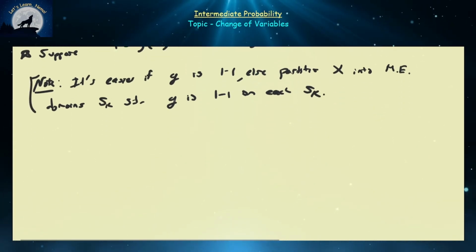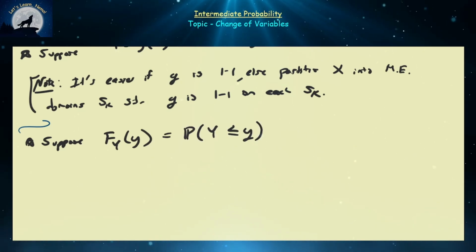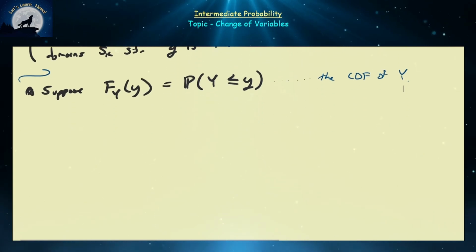So let's assume that our function is monotonic on a particular domain, and then we can derive the change of variables formula on that. All right. So of course, let's suppose that F_Y of y, that's the cumulative distribution function for y, is the probability that Y is less than or equal to y. Right? In case you don't remember, this is the CDF of random variable Y, commonly defined as the integral from minus infinity to y of f_Y of t dt.